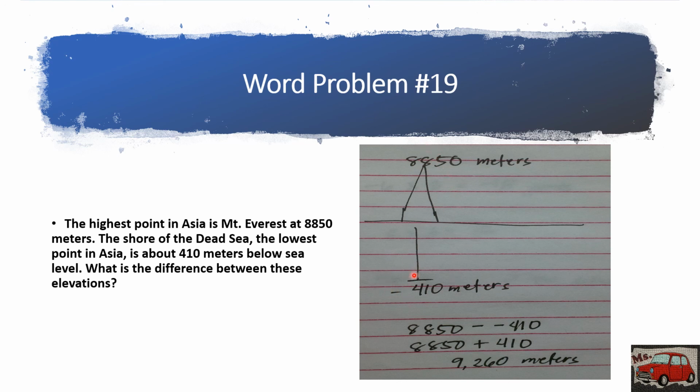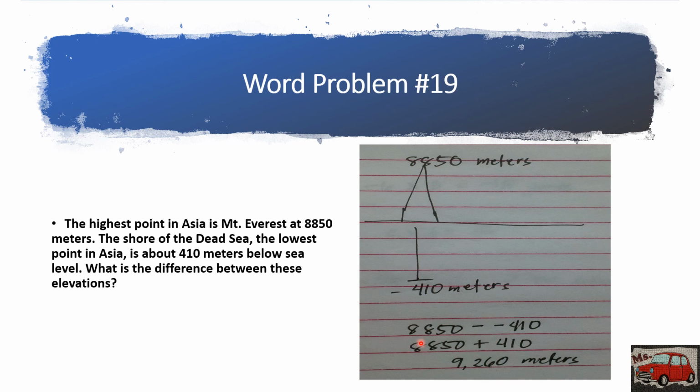So susukatin natin siya. So kung bibilangin mo yung steps dyan, that is 9,260 meters. Okay? So that is the answer. That is the difference between the highest and the lowest point. Now, if we will use the operation, the keyword is difference. So the operation that we're going to use is subtraction.